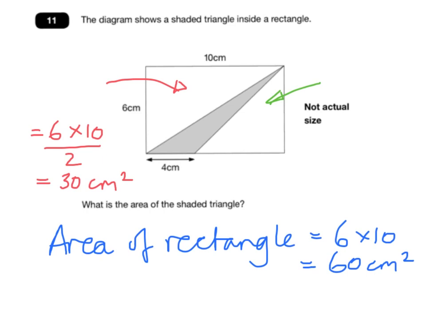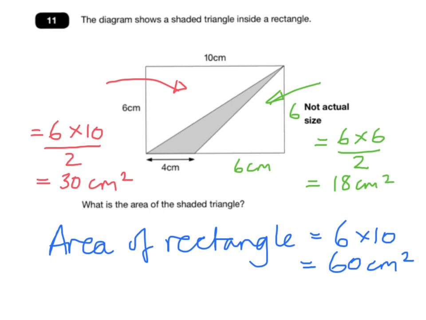We can do the same for the bottom right one, but it's slightly more complicated. We need to figure out that that side, the height is 6, and the length of that triangle will be 10 minus 4, so that's also 6. So the area of the triangle will be 6 times 6 over 2, which is 18 square centimetres.